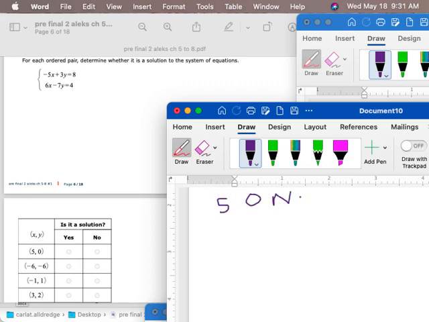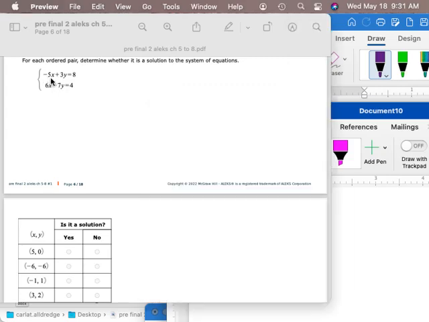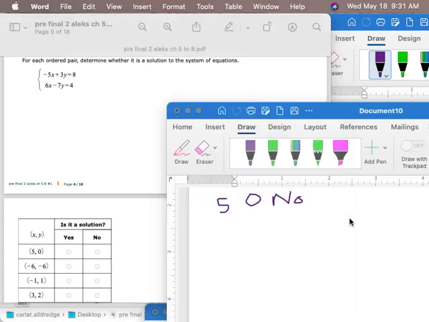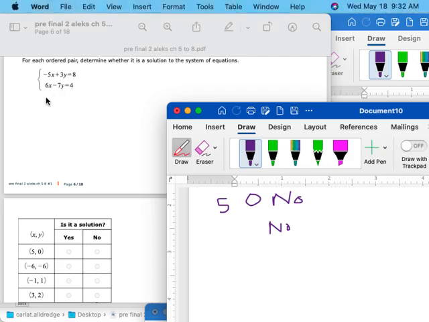What about (-5, -6)? Is it a yes or a no? Negative 5, negative 6 gives 30 minus 18, and 30 minus 18 is not 8, so that's a no. Third one, (-1, 1). Negative 1 would make that 5, and 1 would make that 3, so it matches the first one. Let's see if it matches the second one. Negative 1 would make that negative 6 minus, and it blows the second one. So (-1, 1) is a no. It has to solve both.